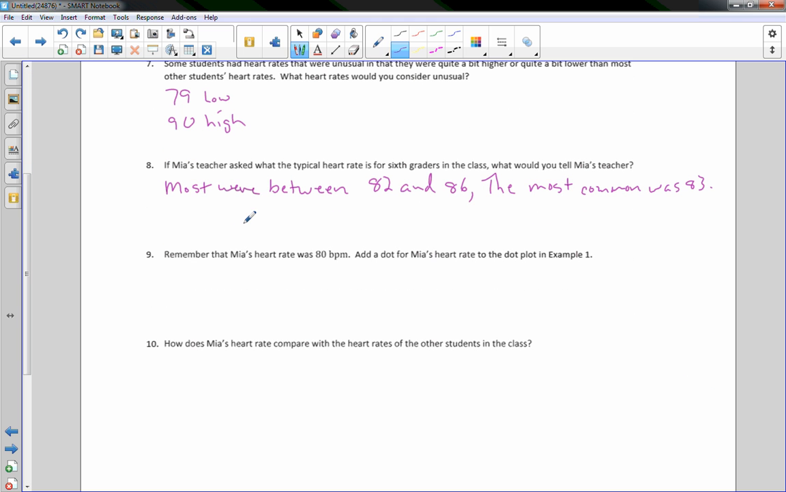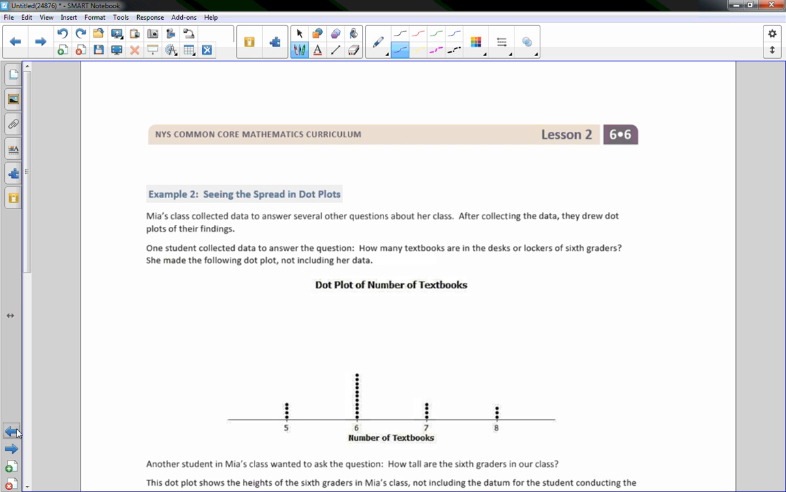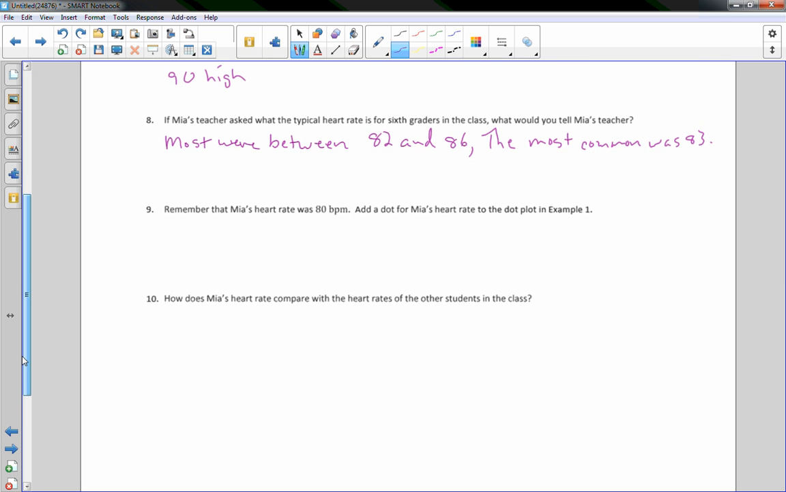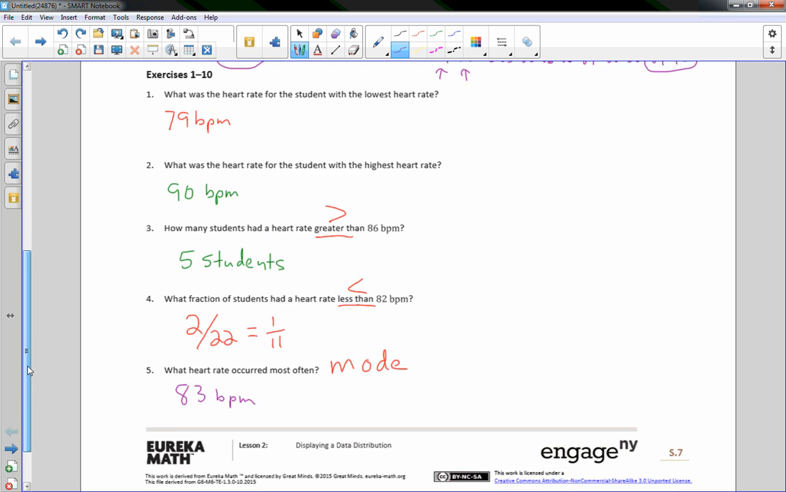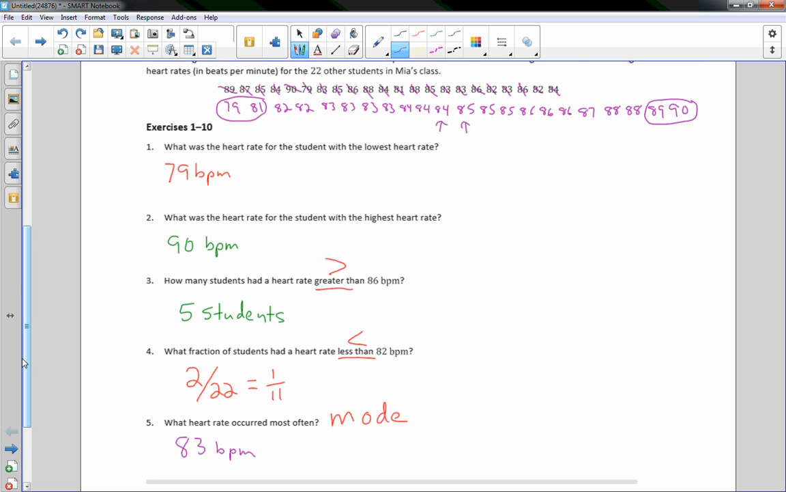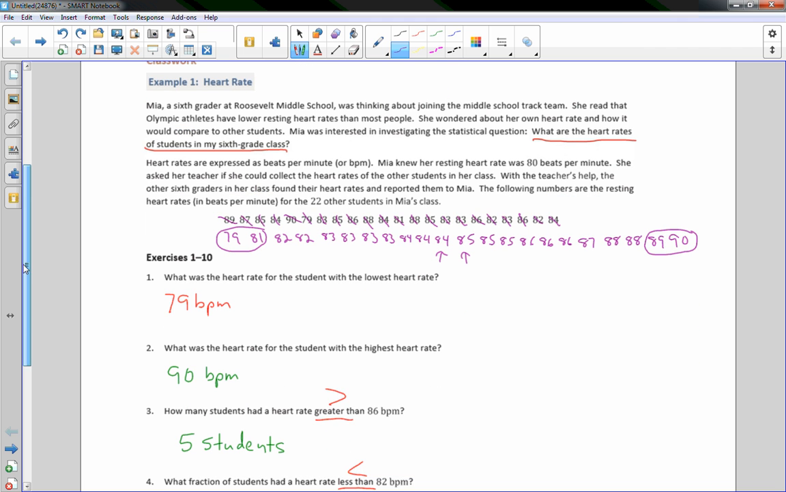Number 9. Remember that Mia's heart rate was 80. Add a dot for Mia's heart rate to the dot plot in example 1. Okay. What dot plot in example 1? Do you see a dot plot in example 1? I do not see a dot plot for example 1. Okay, so let's create one.